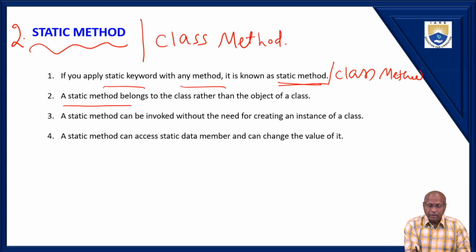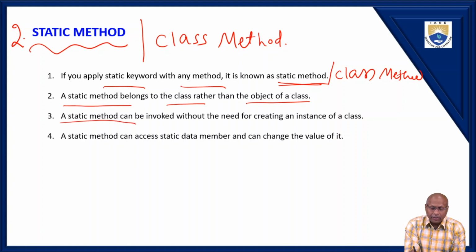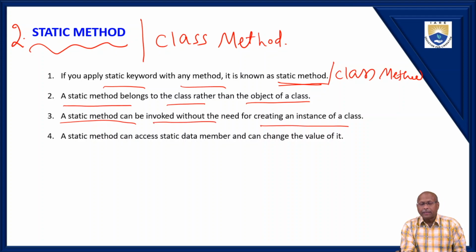A static method belongs to the class rather than the object of the class. A static method belongs to a class, not the instance. A static method can be invoked without the need of creating an instance of the class. You can call the static method without referring to an object. So, a static method can be called through the class name or through an instance name.